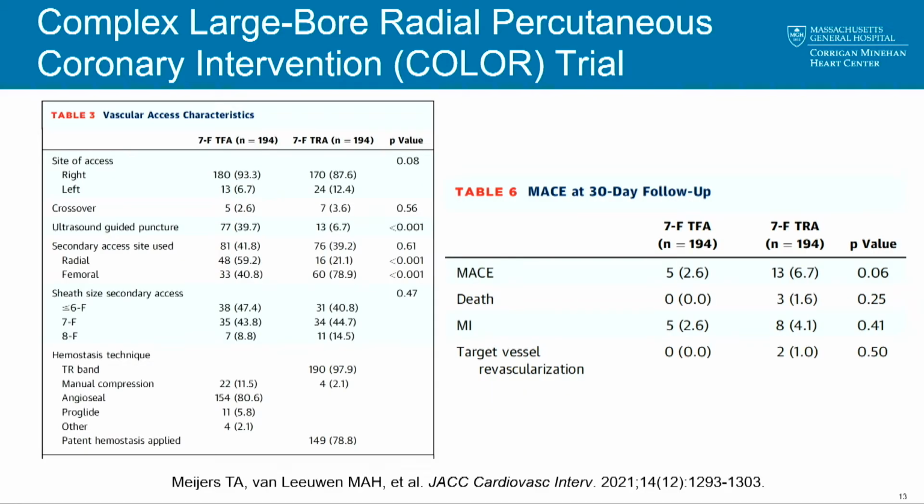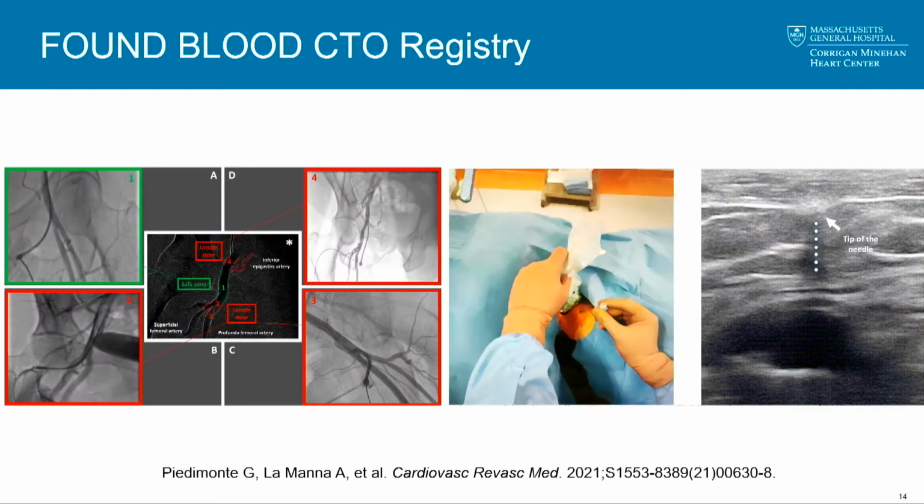However, the devil is in the details. So if you actually look at how transfemoral access was done, less than 40% of patients actually underwent ultrasound guidance for their access, and there's no mention of how many patients actually had micropuncture access as well. Moreover, if you look at the MACE at 30 days, there seems to be a trend towards worse outcomes with transradial access compared to transfemoral access, with all the deaths being only in the transradial arm.